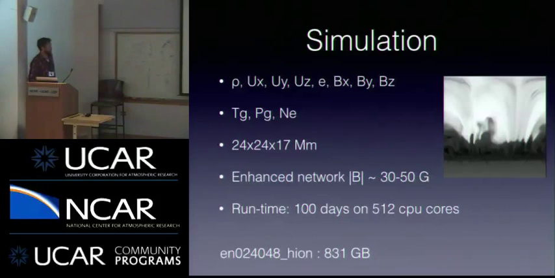It's in a box that's 24 by 24 by 17 megameters, and it's supposed to mimic an enhanced network, which means that the typical flux in the photosphere is somewhere between 30 to 50 gauss. To run this thing took about 100 days on 512 CPU cores. And all the data from this thing takes up 831 gigabytes.